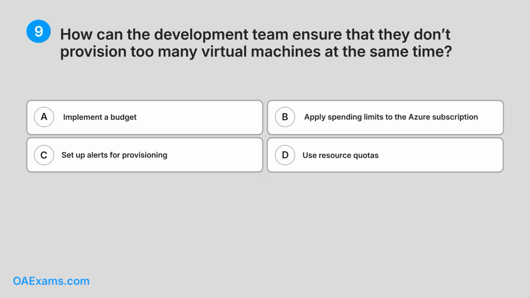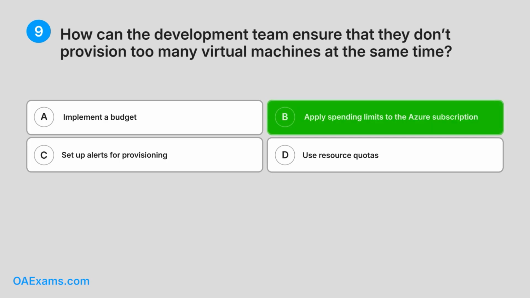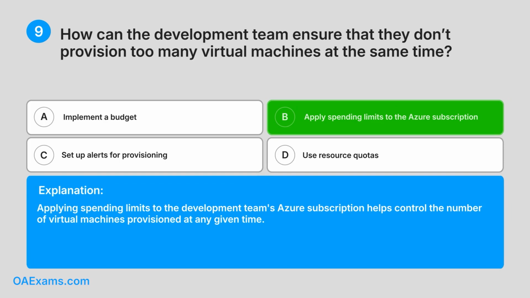9. How can the development team ensure that they don't provision too many virtual machines at the same time? A. Implement a budget. B. Apply spending limits to the Azure subscription. C. Set up alerts for provisioning. D. Use resource quotas. Do you know the answer? Correct answer. B. Explanation. Applying spending limits to the development team's Azure subscription helps control the number of virtual machines provisioned at any given time.